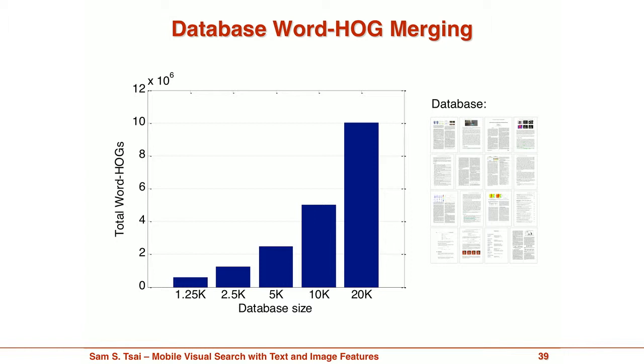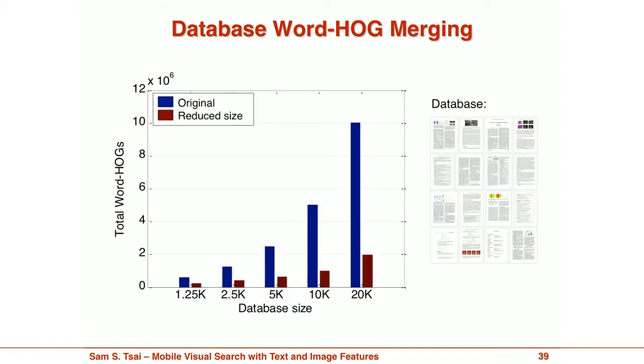The first thing I would like to show is the size of the database Word-HOGs. We show here the Word-HOG sizes for different database sizes of the dense text image dataset. For dense text images, the number of Word-HOGs in a page is around 500. So, with a database of 20,000 images, the number of Word-HOGs is around 10 million. This would be a burden for the server. With duplicate Word-HOG merging, we can reduce the size to a much smaller one. For the database of 20,000, we can reduce it from 10 million to just 2 million. Overall, we get a 5 times size reduction.